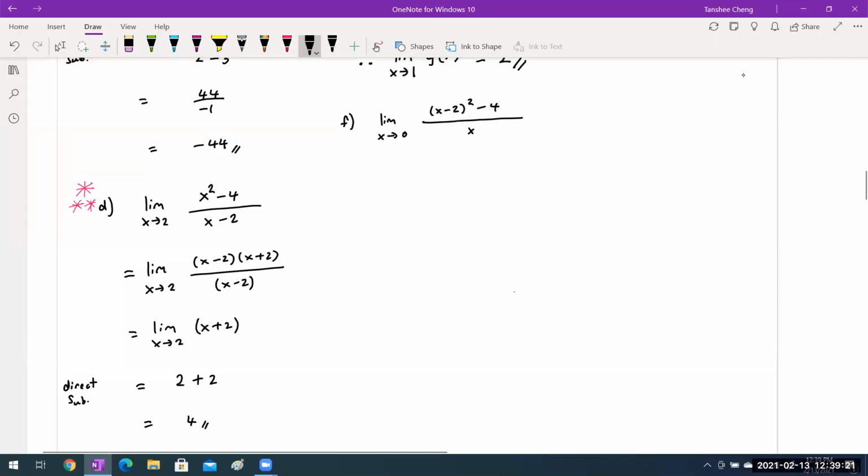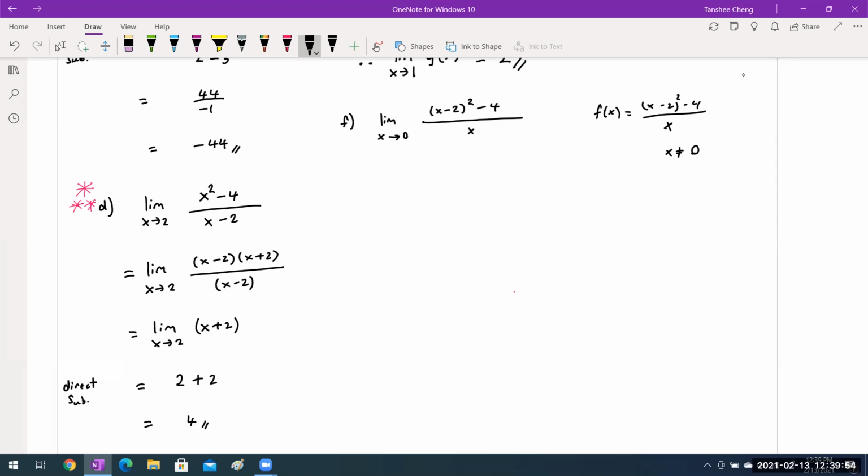So for example F, limit as x approaches 0 of (x minus 2) squared minus 4, all over x. Right away, I can see that for this rational function, (x minus 2) squared minus 4 over x, the domain is everything except 0. And the limit that we are approaching is not within the domain. So therefore, direct substitution cannot be applied right away.